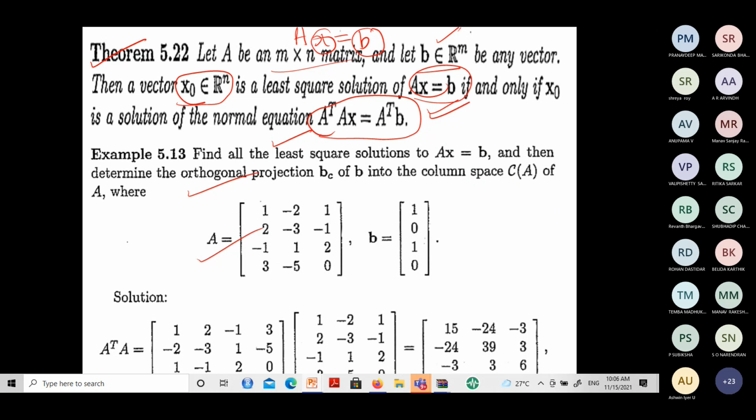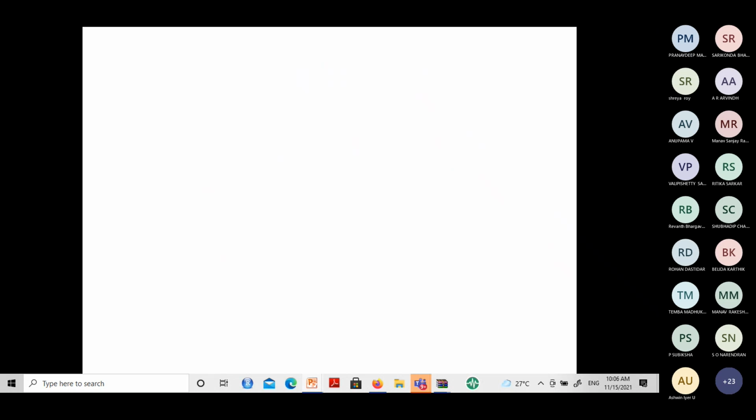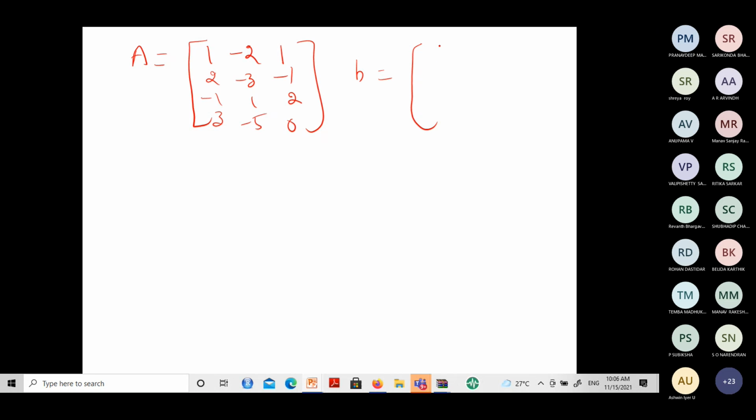Shall we proceed? Find all the least square solutions to Ax equal to B. Tell me what is A. A is equal to the matrix with rows 1, minus 2, 1; 2, minus 3, minus 1; minus 1, 2, minus 1; 1, 3, 3, minus 5, 0. Check. And I need B also: 1, 0, 1, 0. Check.